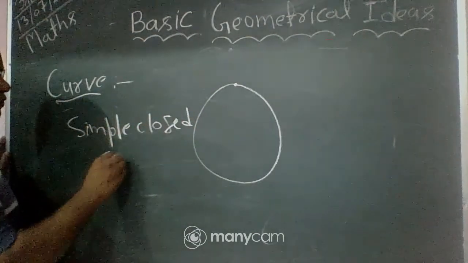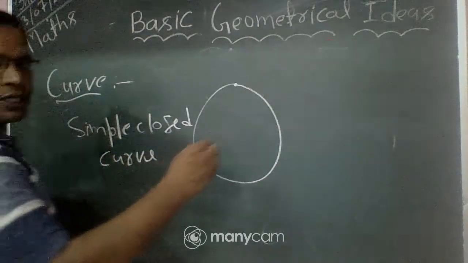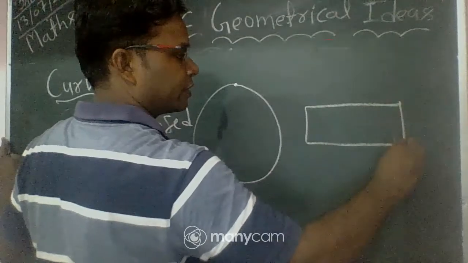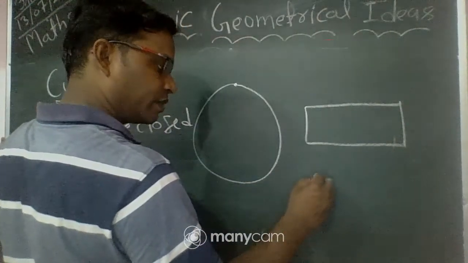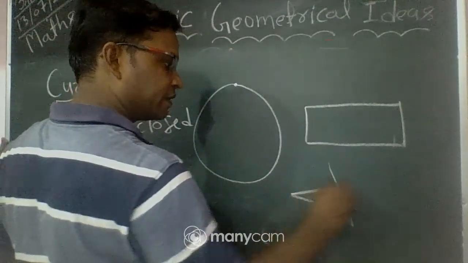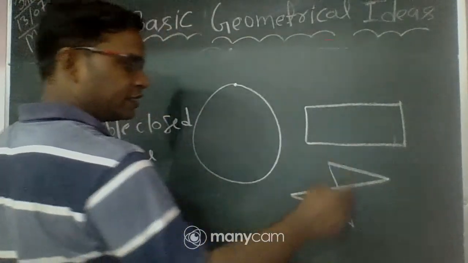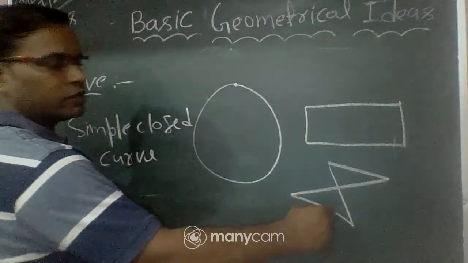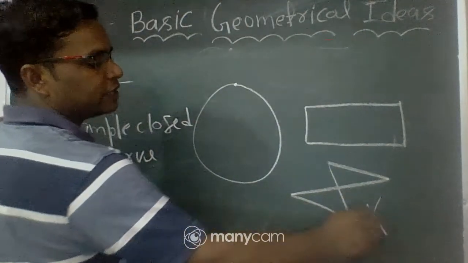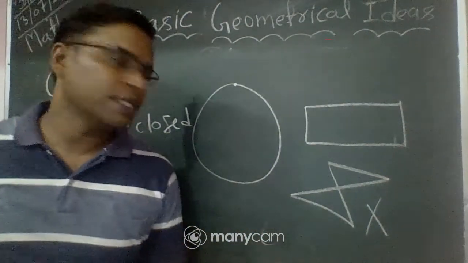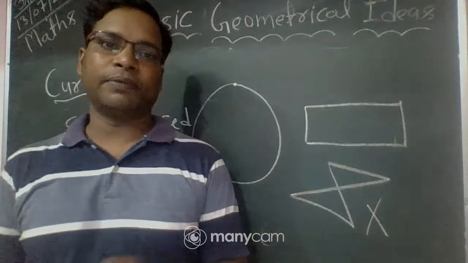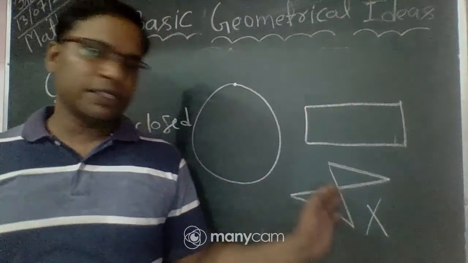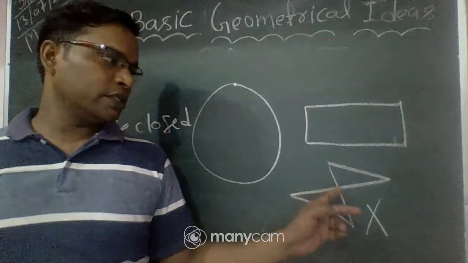There are many examples of simple closed curves like this. This is not a simple closed curve. This is only a closed curve. Why is this not a simple closed curve? Because this curve crosses itself. So this is not a simple closed curve, only a closed curve.